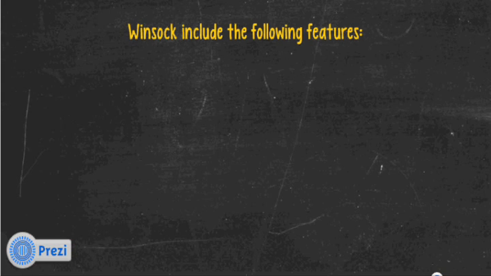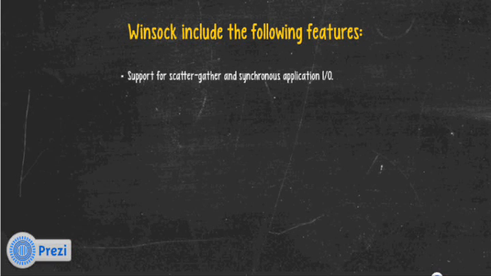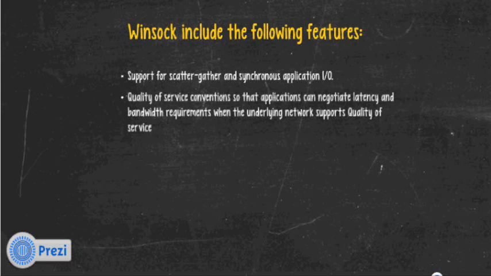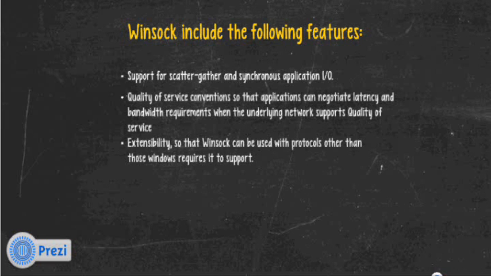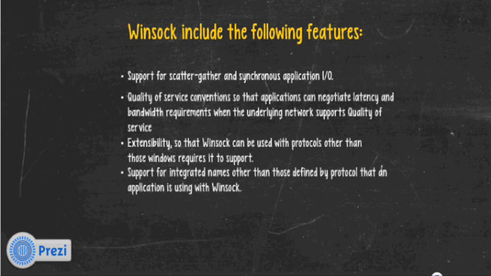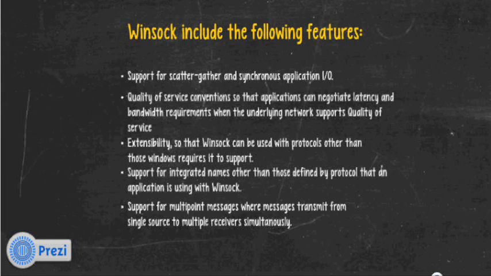WinSock includes the following features: support for scatter, gather, and asynchronous application I/O. Quality of service conventions so that applications can negotiate latency and bandwidth requirements when the underlying network supports quality of service. Extensibility, so that WinSock can be used with protocols other than those Windows is required to support. Support for integrated names other than those defined by the protocol that an application is using with WinSock. Support for multipoint messages where messages transmit from a single source to multiple receivers simultaneously.